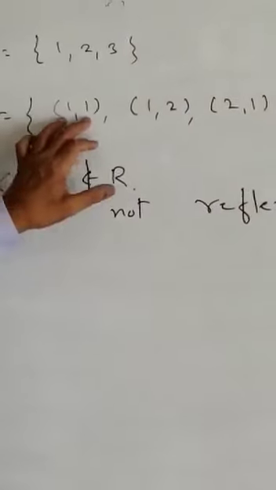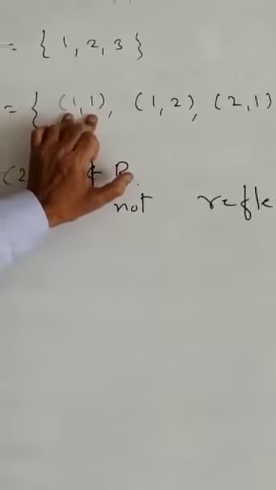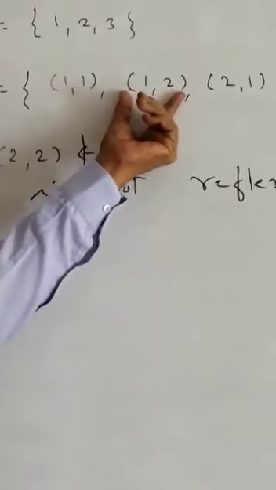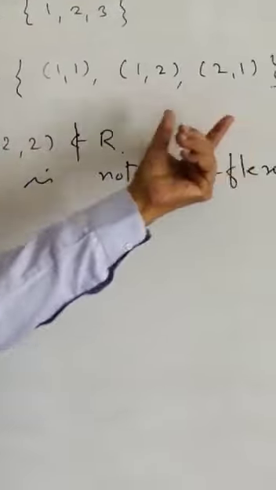Here (1, 1), when we interchange, we again get (1, 1), that is there. (1, 2) and (2, 1) belong to R. That means here for every ordered pair (a, b), (b, a) belongs to R, so here R is symmetric.